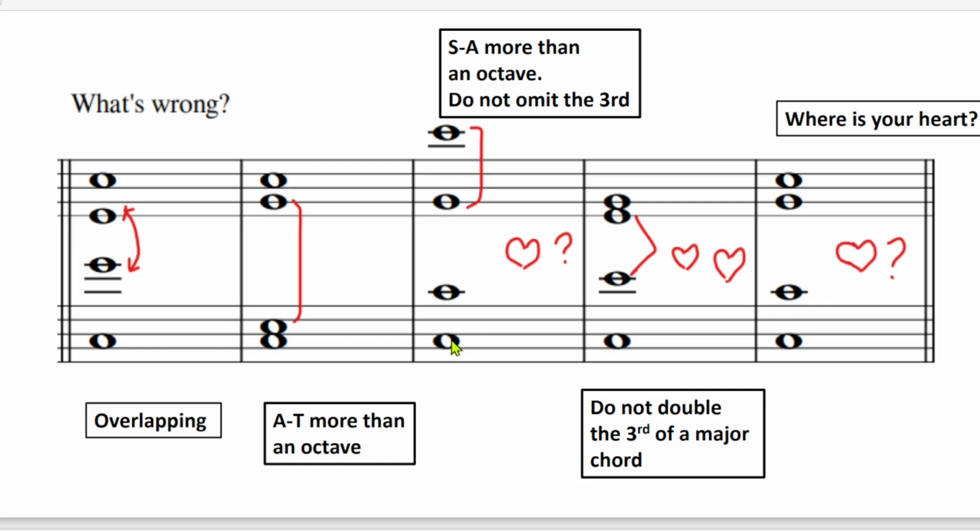And also when we read the chord tones, C, C, C, G, the third is missing. We cannot omit the third of a chord because in the major chord, the third is like the heart. If we don't have a heart, we cannot survive. The next chord has two thirds, C, E, E, G. That means we have two hearts. Two hearts means abnormal. So we cannot double the third of a major chord. The last example is, again, C, C, C, G. You may ask, where is your heart? So just remember, do not omit the third of a chord.